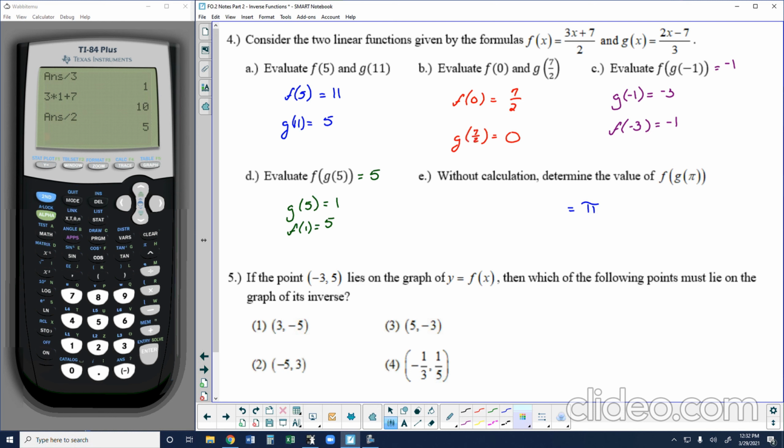Now, eventually we're going to get into the proof, how to show that they are inverses of one another. But for right now, I'm telling you that they're inverses of each other. So what we can see is that the input and the output values in A and B are flip-flopped amongst the two functions. Also, what we can see in C, D, and E is that through function composition, the two inverses undo each other's operations.